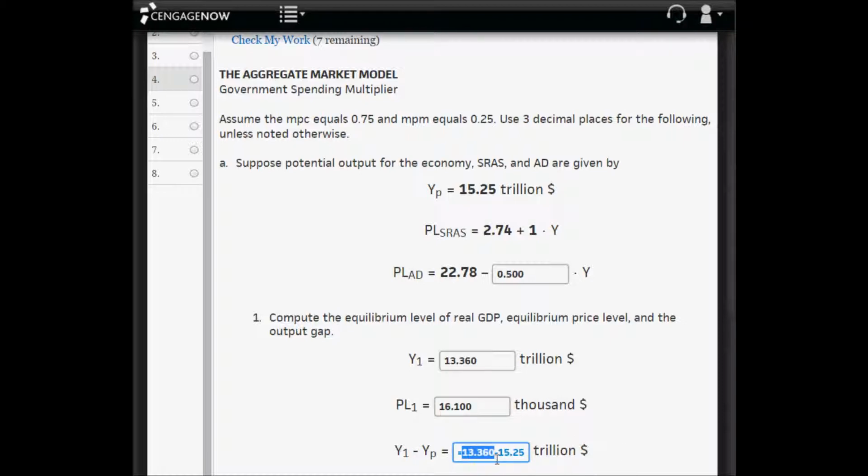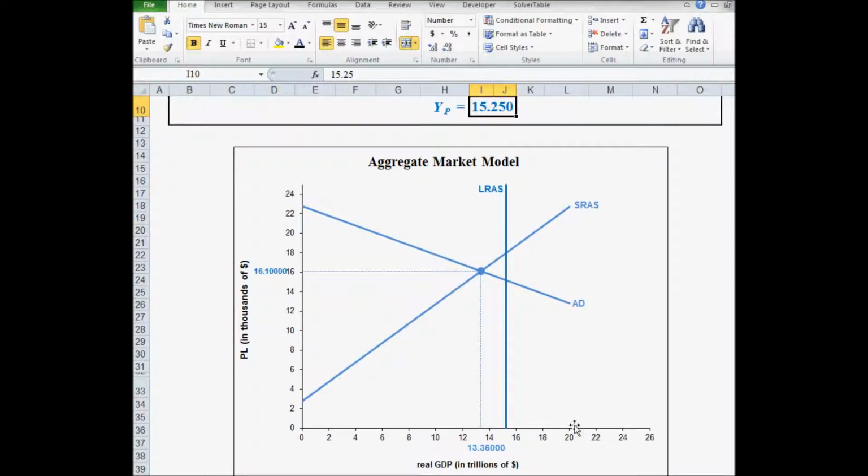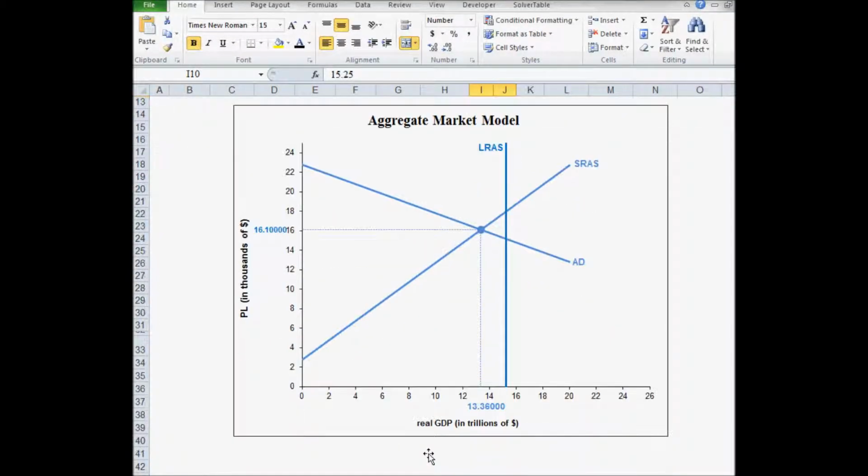So this is what real GDP is, and this is what it should be if the resources in the economy are fully employed. So I'm going to copy this into Excel to compute the output gap. So the output gap is a negative 1.890.